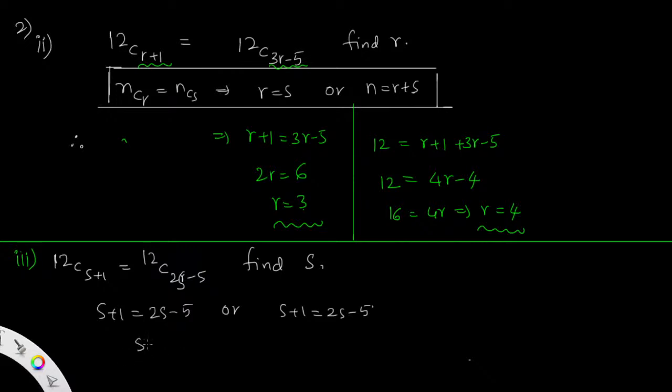From this, s equals 6, or from the other, 3s equals 16. Now s must be a non-negative integer, so s equals 16 by 3 is a fraction, which we don't take. Only s equals 6, since it is a non-negative integer. Therefore s equals 6. By the above formula I can apply.